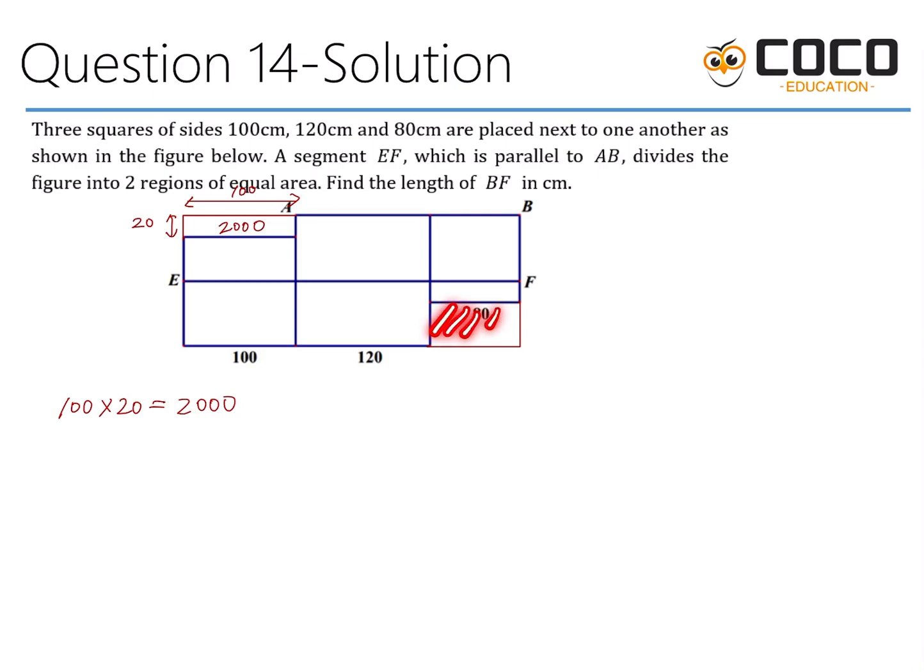As for the other rectangle, this part is 120, and then this part is 80, so the difference is 40. And here this is 80. So area of the rectangle is 40 times 80, 3200.